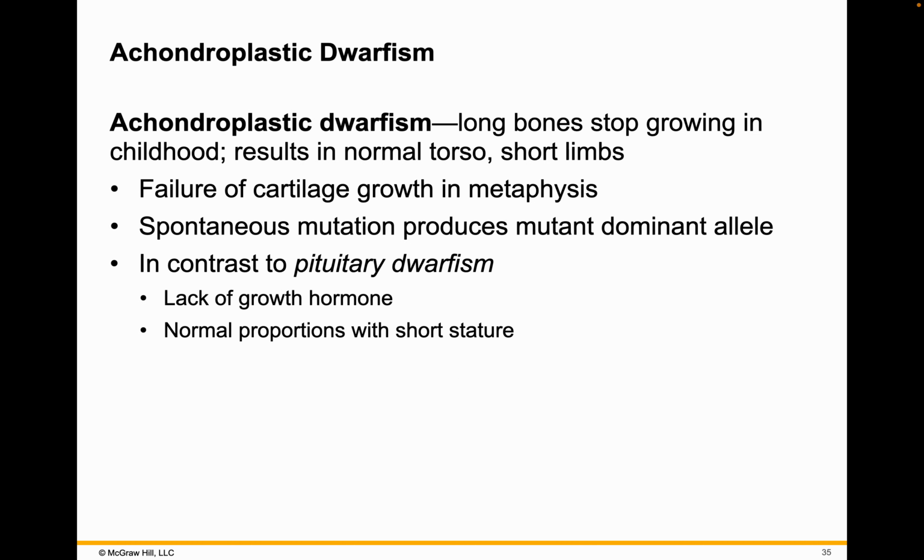In an achondroplastic dwarf, the long bones stop growing in childhood. This results in a normally proportioned torso with short limbs. It happens because of a failure of cartilage to grow within the metaphysis. It's a spontaneous mutation in most cases, but that mutation creates a dominant allele. It is different than pituitary dwarfism. In pituitary dwarfism, we don't have growth hormone, and all of the structures are normal proportions, but short stature.